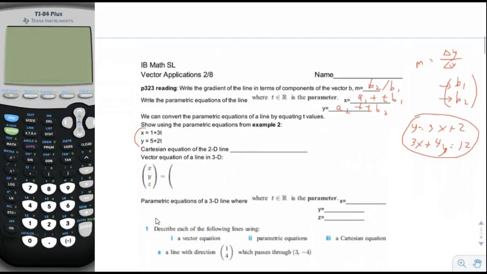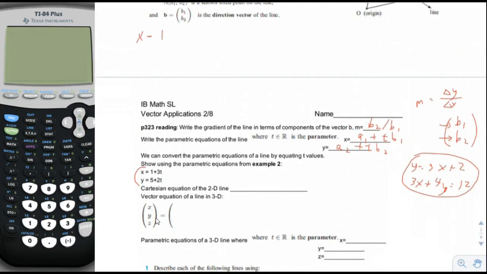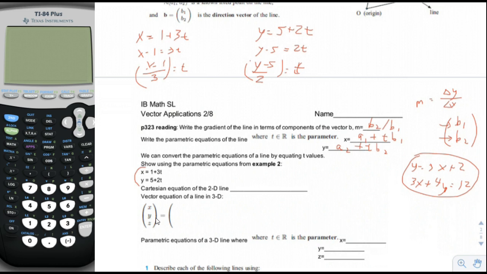So for example, let's say we have x equals 1 plus 3t, and y equals 5 plus 2t. First we're going to isolate the t. So x minus 1 equals 3t, and divide both sides by 3, and we get x minus 1 divided by 3 equals t. And then for this one we have y minus 5 equals 2t. We divide both sides by 2, and now we have y minus 5 divided by 2 equals t. Okay, that is a mess. We'll rewrite the 2 there. Okay, so now we have two things that are both equal to t.